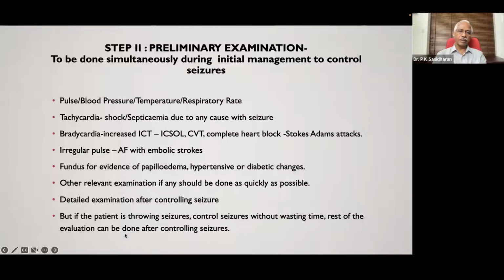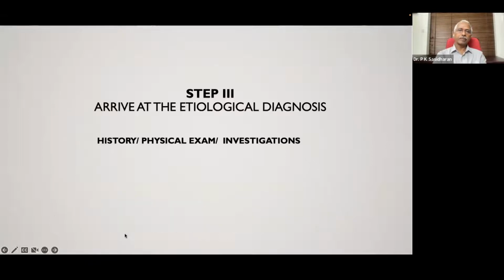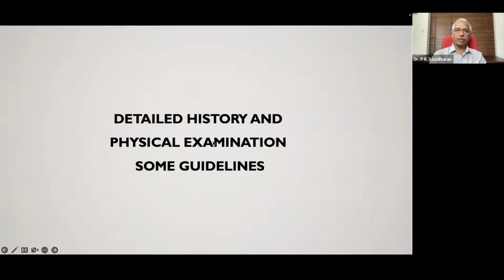Rest of the evaluation can be done after controlling the seizures. So that is, step 2 will be controlling seizure and preliminary examination. And step 3 of evaluation of seizure is to arrive at the etiological diagnosis. That means all the contributory factors for the seizure, including precipitating factors and underlying organic problems. If it was an idiopathic seizure, also the same thing has to be done. And it is got by history, physical examination, and some investigations.